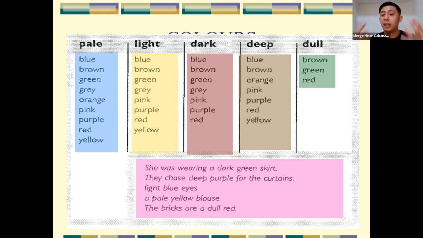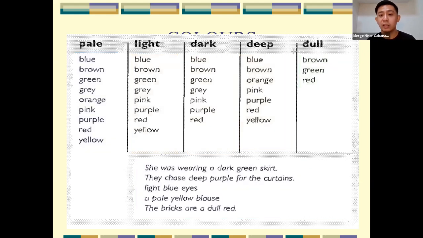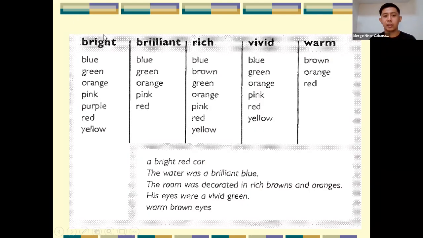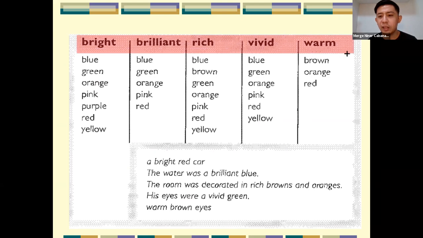So you can provide a much more specific and natural way, in a precise manner, to discuss your house. So we use pale, light, dark, deep, dull for colors. What about the others? There are more. You have bright, brilliant, rich, vivid, and warm for the words that are listed below them. Again, I will be converting this into a PDF so you can use this as your own handout. Just going to clear this so we can proceed.